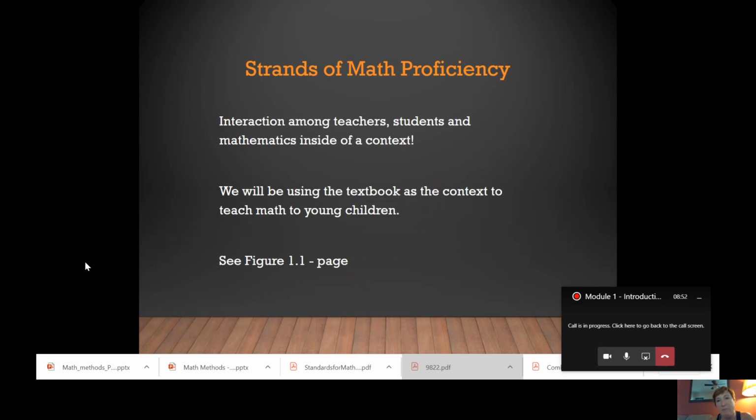So these strands of math proficiency are talked about in the video, and the video will be linked in your Module 1 resources so that you can watch it there. The interaction among teachers, students, and math should be inside of a context so that they are able to practice these strands of conceptual understanding, procedural fluency, productive disposition, adaptive reasoning, and strategic competence.